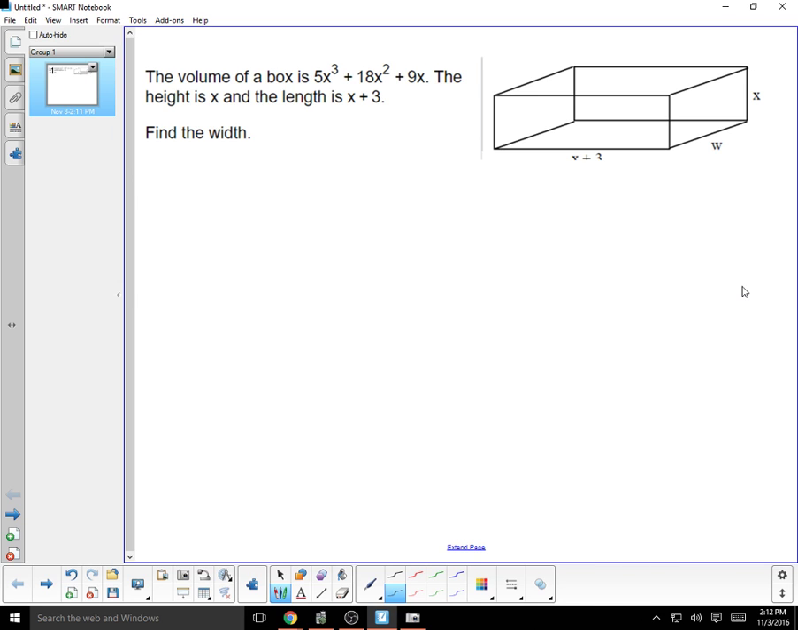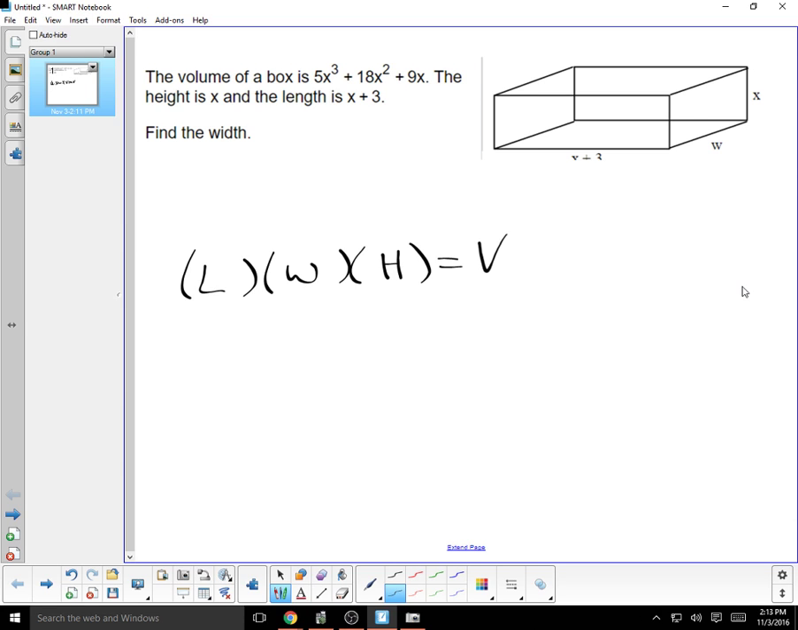How do you find the volume of a box? Length times width times height. It's length times the width times the height. That gives you the volume, right? Everyone remembers that, right? Yeah.